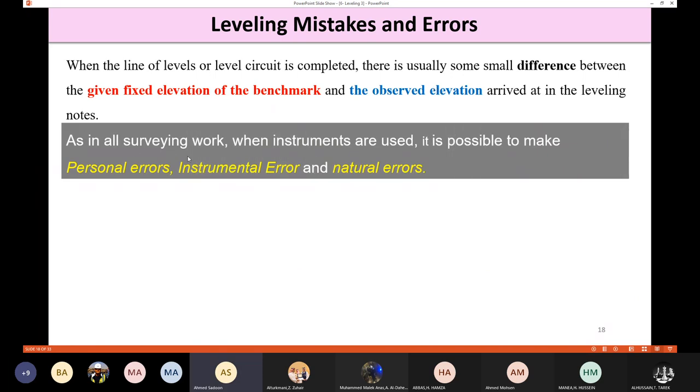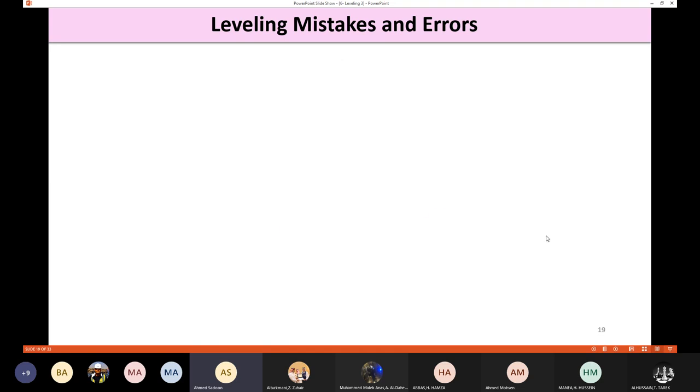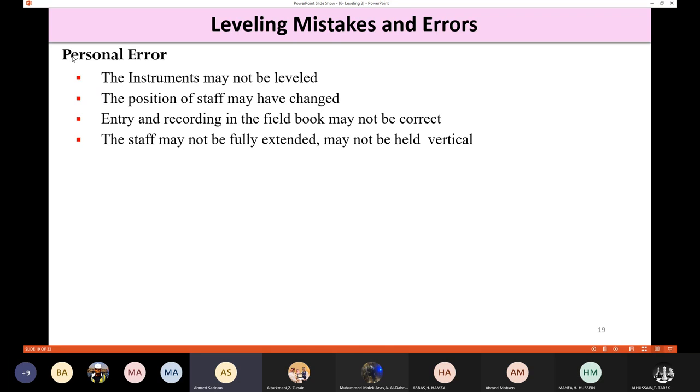As in all surveying work, when instruments are used, it's possible to make errors. You could have personal errors, instrumental errors, or natural errors, okay? Which means that we have a big mistake. So what to do with that? First, what does it mean by personal error in leveling?